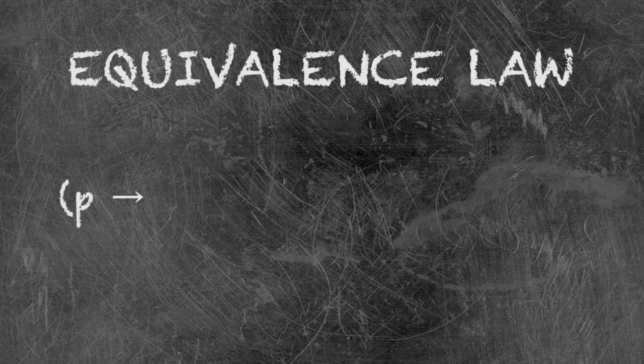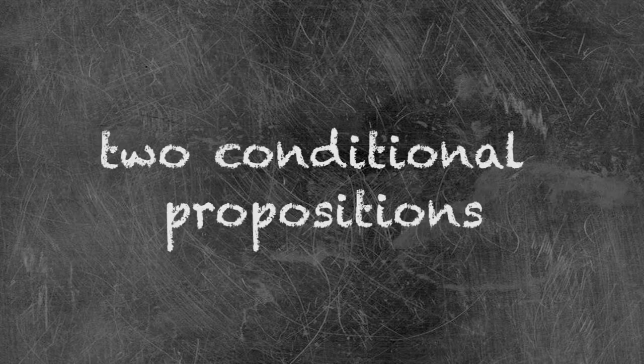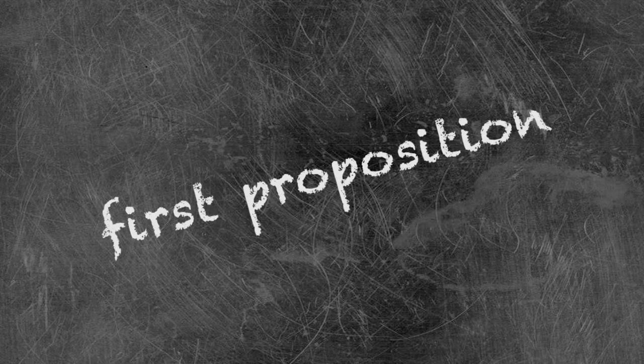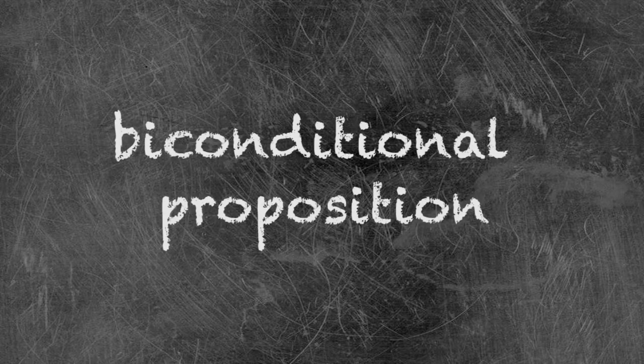The 14th law is the equivalence law. Its formula is (P implies Q) and (Q implies P) is equals to P is biconditional to Q. The equivalence law is used when you have two conditional propositions, P then Q as the first proposition, connected by logical connective and, then Q then P as the second proposition, to make it equivalent to a biconditional proposition.